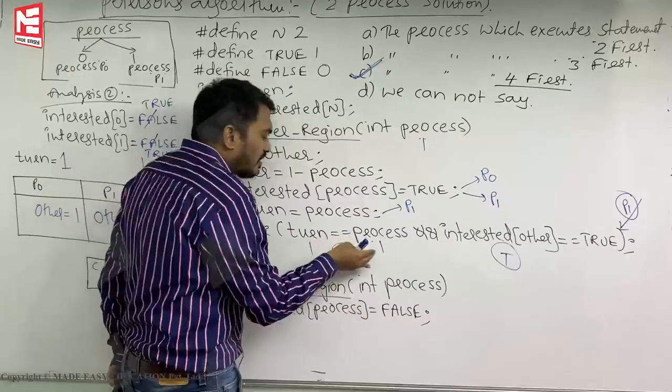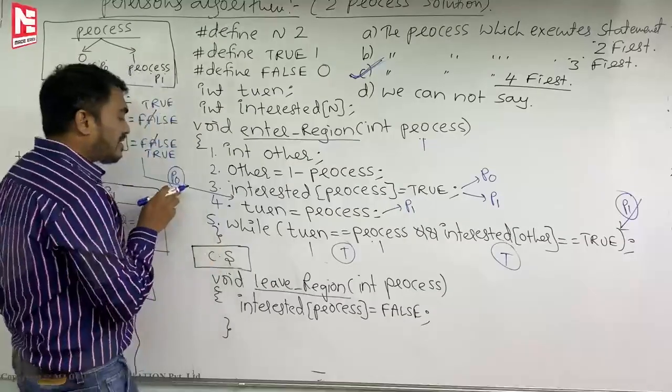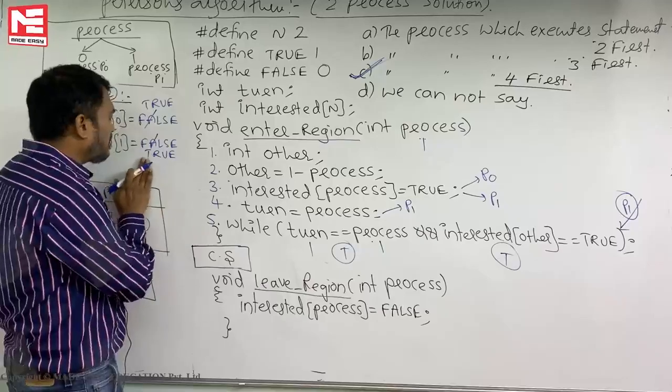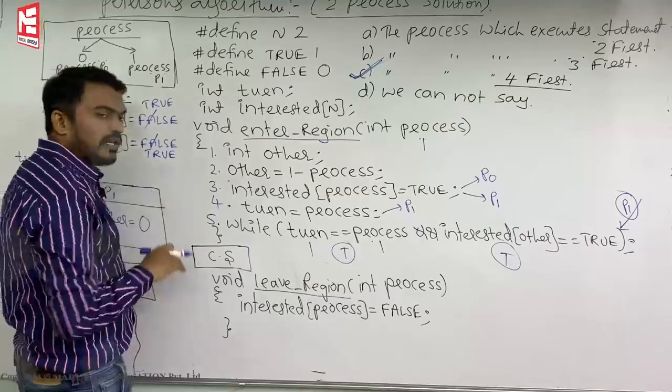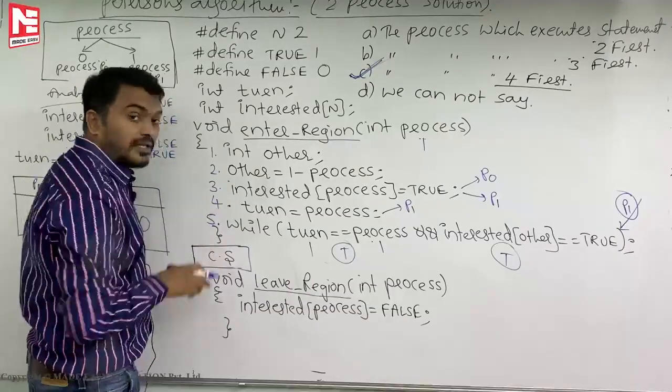Again, read the turn, check the process. If it is true, then loop here. Remember, once P0 is preempted and P0 comes back, it will definitely resume. We will schedule P0 again when it comes back, and it will continue the remaining execution.